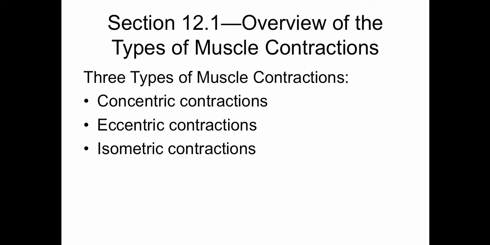If the force of the muscle's contraction is less than the resistance to the muscle's contraction, the muscle will lengthen instead of shorten as it contracts. This is called an eccentric contraction. An isometric contraction is one wherein the muscle contracts and stays the same length. The force of the muscle's contraction is exactly equal to the resistance force.